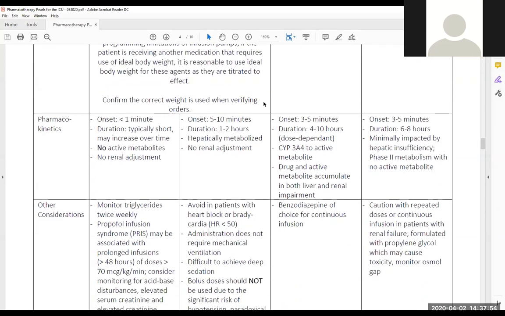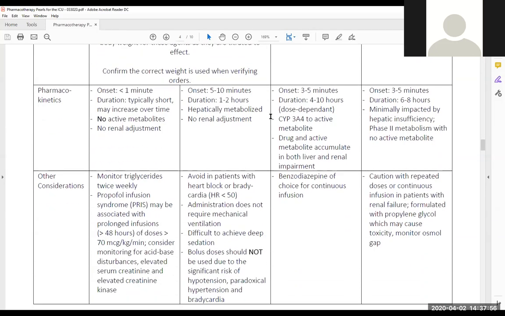For propofol, COVID patients in particular have been noticed to have high triglycerides. Levels up to 500 have been reported. Some institutions are continuing propofol up until the triglycerides reach 800. There's no evidence for or against this recommendation, but the important thing is just to monitor for signs of PRIS. Most crucially, that might be acid-base disturbances, changes in renal function, and creatinine kinase can be particularly helpful in those scenarios.